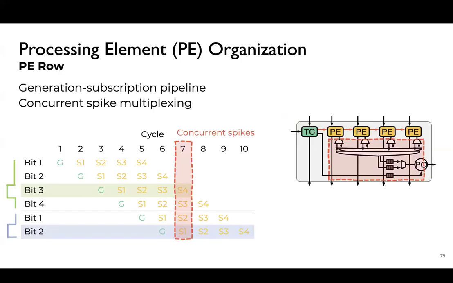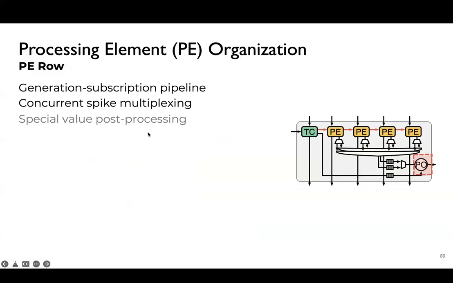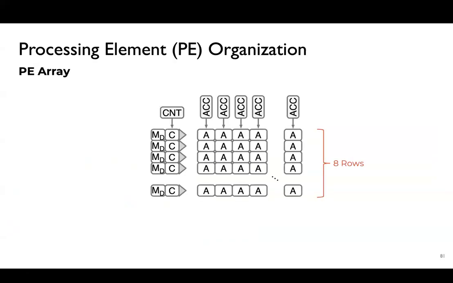There could be two concurrent input values simultaneously in the pipeline though. Let's assume bit 3 and bit 2 are the spikes in the first and second data respectively. At cycle 7, PE4 outputs the product of the first input and PE2 outputs the product of the second input. As shown on the right, we have two separate sets of hardware, including the OR gate and buffer for those two spikes. Additionally, we have more hardware for post-processing special values.